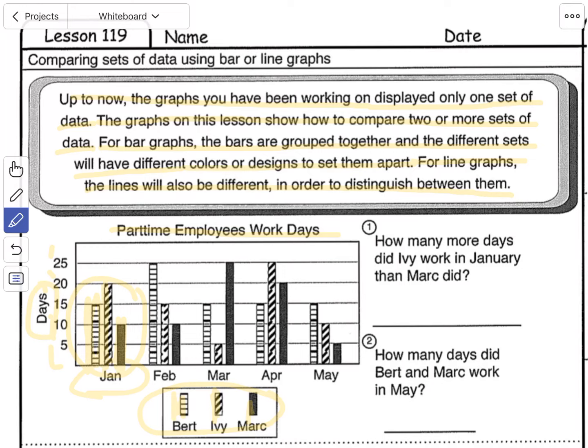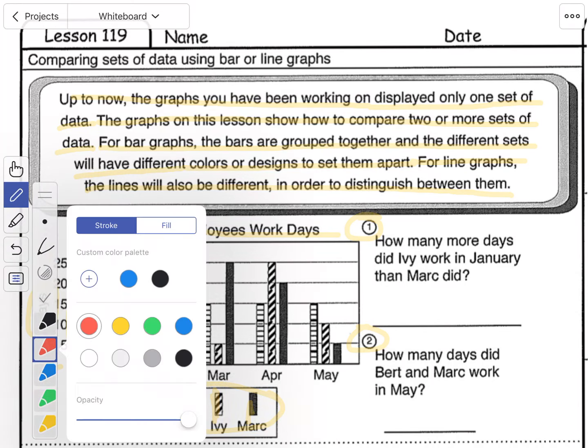Okay, I want you to give this a shot on your own. Pause the video, try numbers 1 and 2, and then turn the video back on to see what the solutions are. All right, here we go. Got to get my pen out.